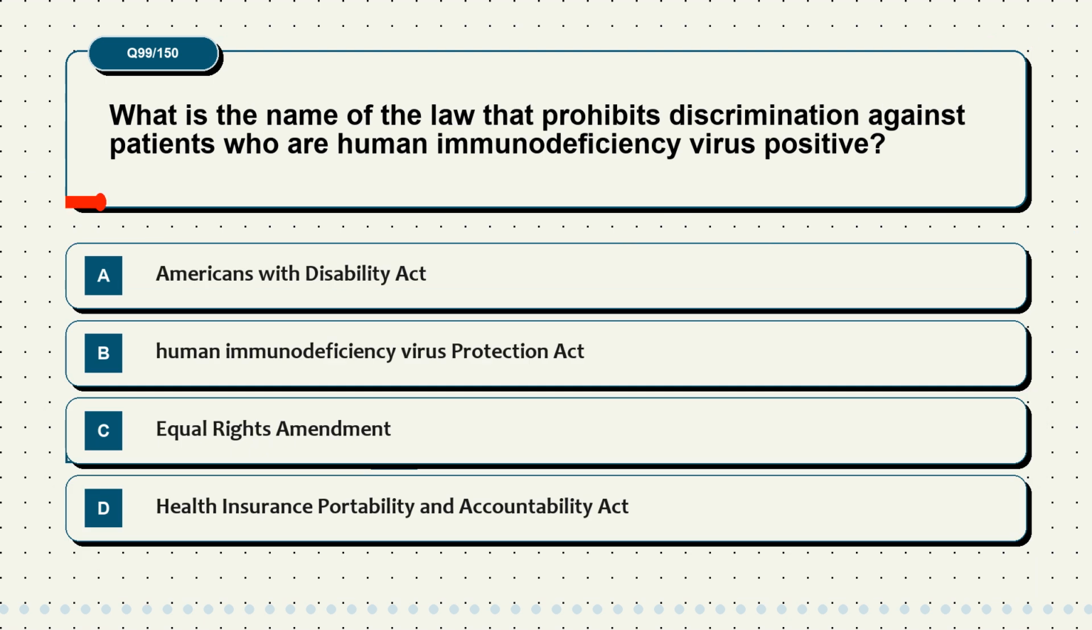Question 99. What is the name of the law that prohibits discrimination against patients who are human immunodeficiency virus positive? Here are the options. Option A, Americans with Disability Act. Option B, Human Immunodeficiency Virus Protection Act. Option C, Equal Rights Amendment. Option D, Health Insurance Portability and Accountability Act.